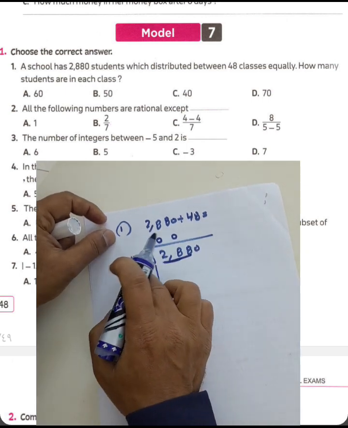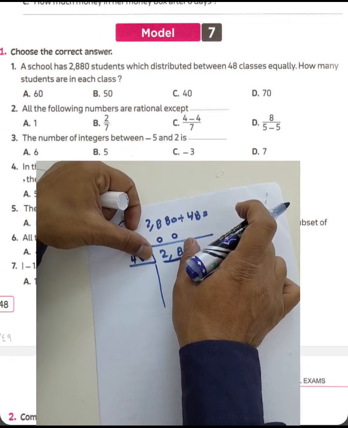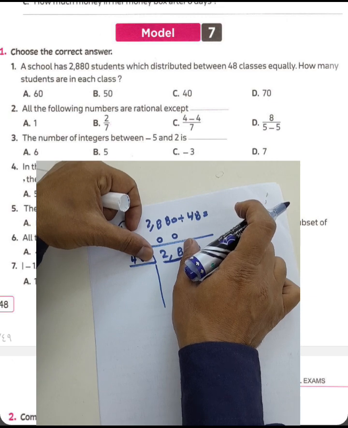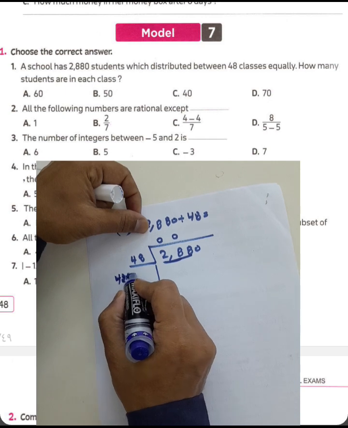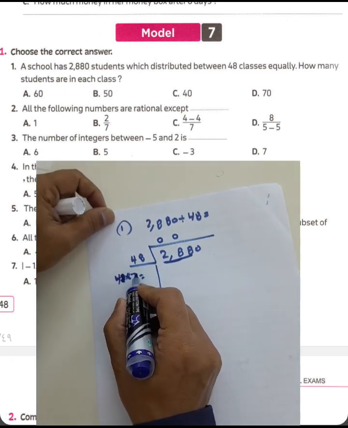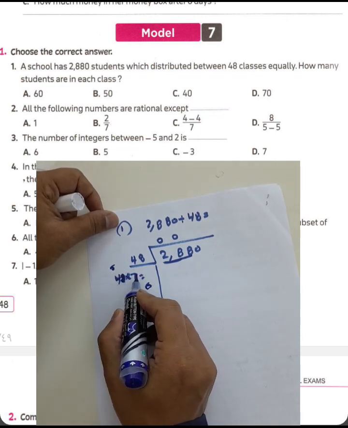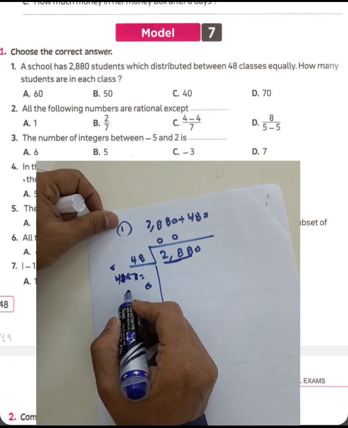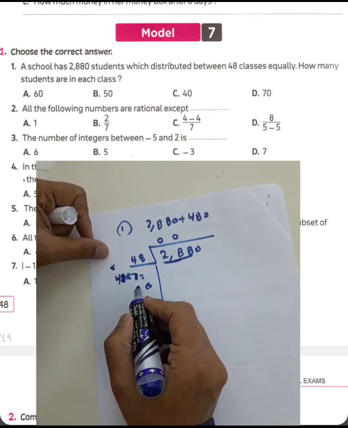288 is greater than 48. Divide digit by digit here. And 28 divided by 4 equals 7, because 4 times 7 equals 28. Right, 48 by 7. Okay. 7 times 8 equals 56, right? 6 and carry a 5. 4 times 7 equals 28. 28 plus 5 equals 33.